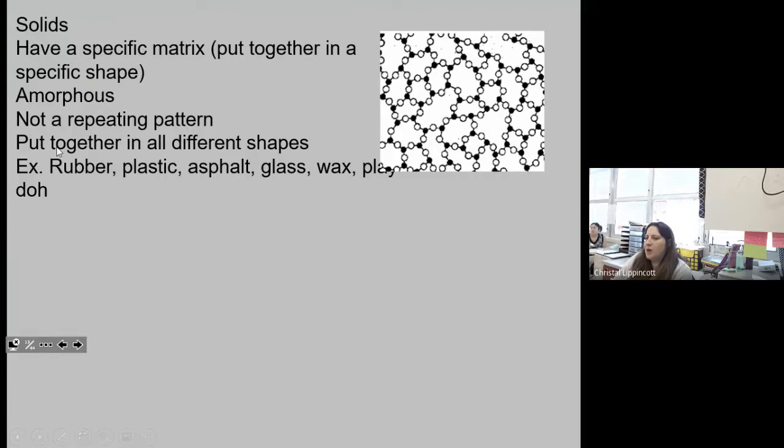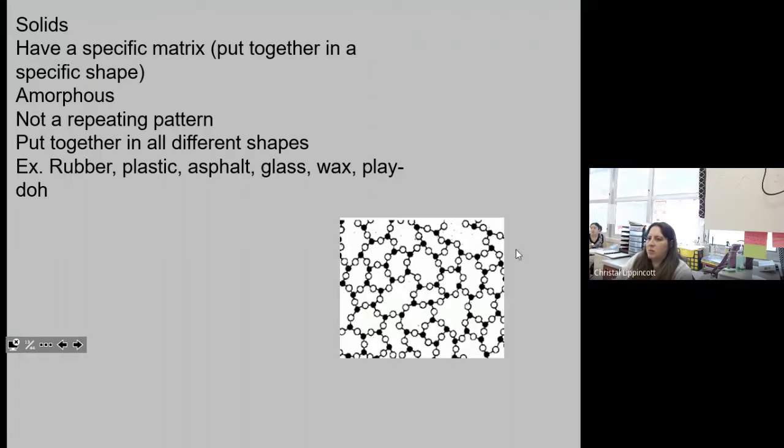Now we can have something called an amorphous solid where we don't have a regular repeating pattern. These cavities are different from one place to another. Do you see that? Rubber, plastic, asphalt, glass, wax, looks like Play-Doh's on there. So lots of stuff like that. So Play-Doh, all of those things have this. And if you think about a lot of these, you can kind of stretch those things. You can move them. They kind of flow over time.